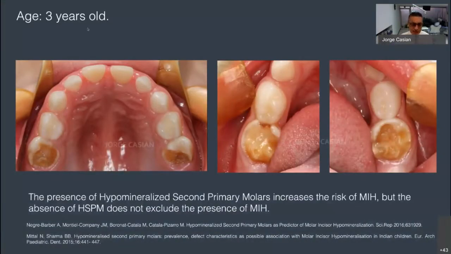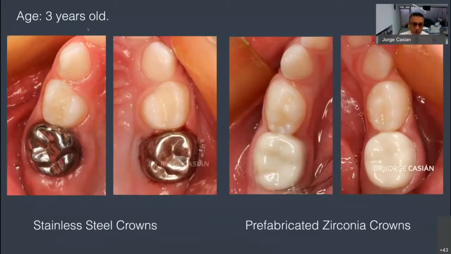As pediatric dentists, we treat children with enamel defects in primary dentition. For example, this case, hypomineralized second primary molars, both sides upper and lower. We can treat these kind of cases with stainless steel crowns, with or without pulpotomies, and of course, we can treat them using pediatric zirconia crowns, pre-made zirconia crowns. Both kinds of restoration with very good clinical performance.